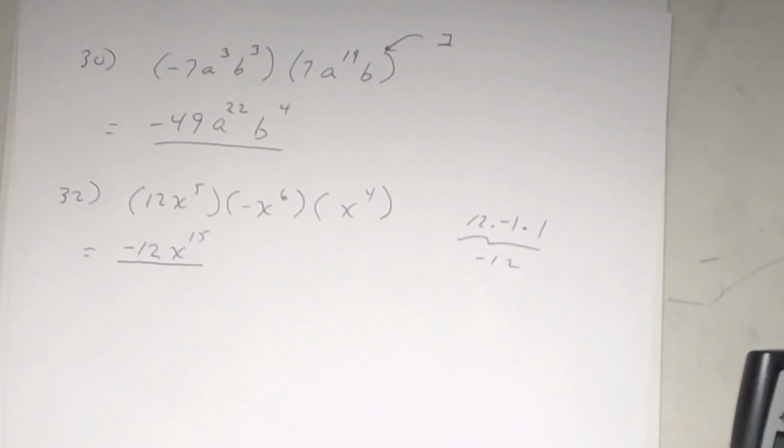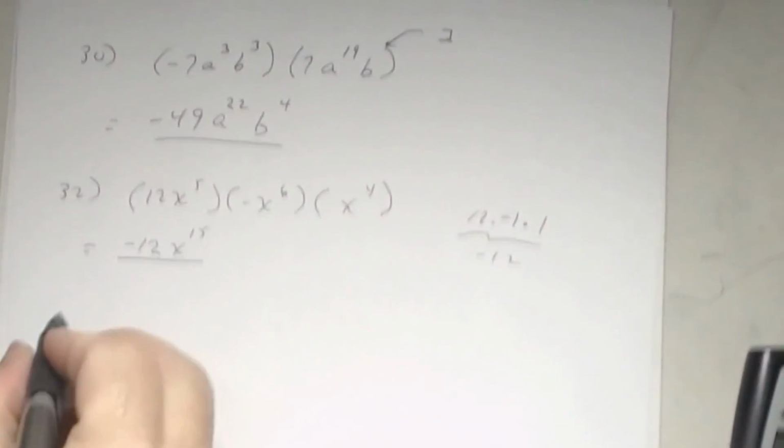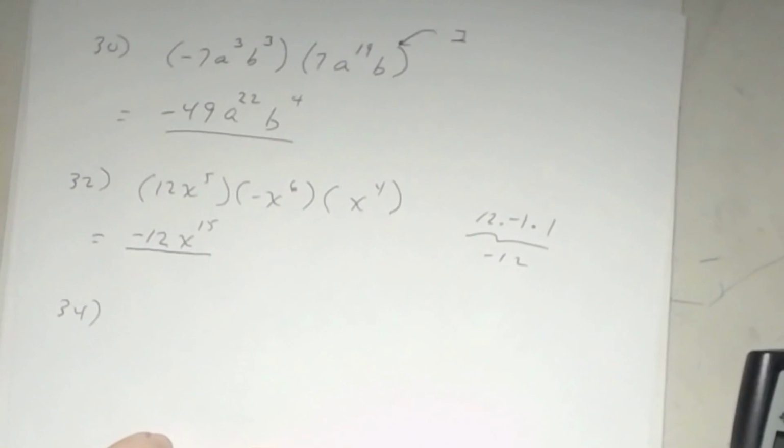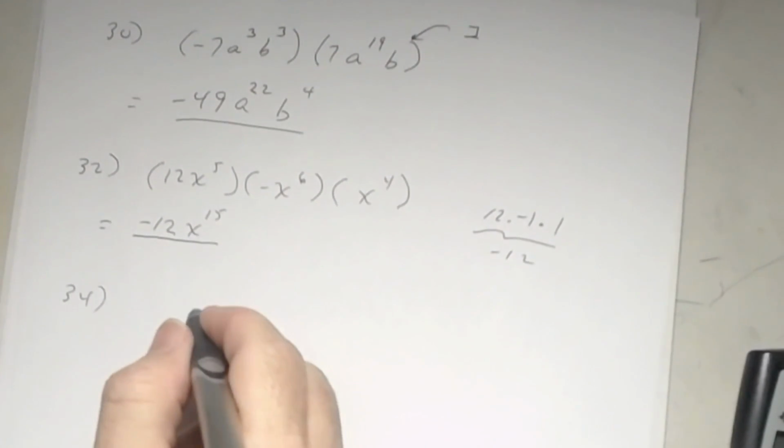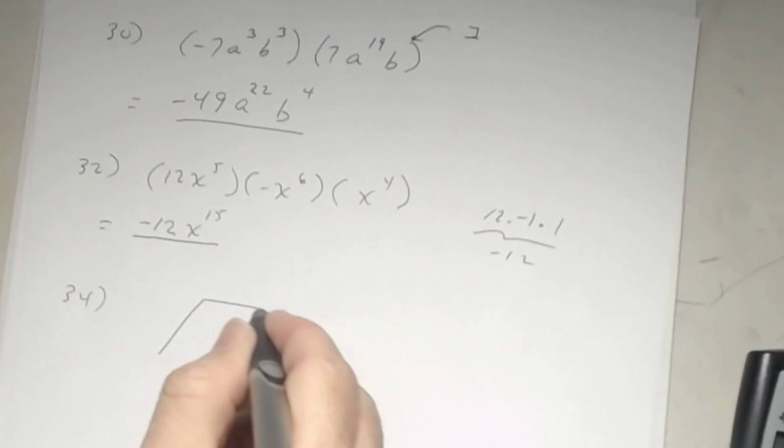Okay, so then, though, on my math lab, and I didn't put any on the worksheets like this, but on my math lab, they're going to have something like 34. So in 34, they had this diagram. Looks like this.